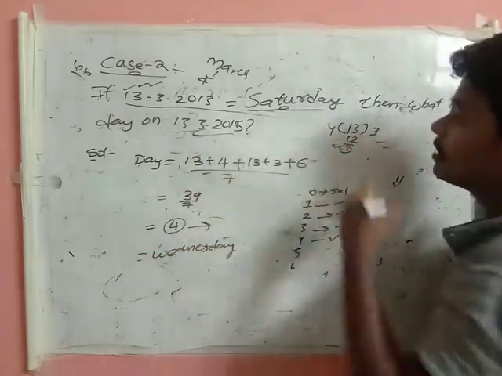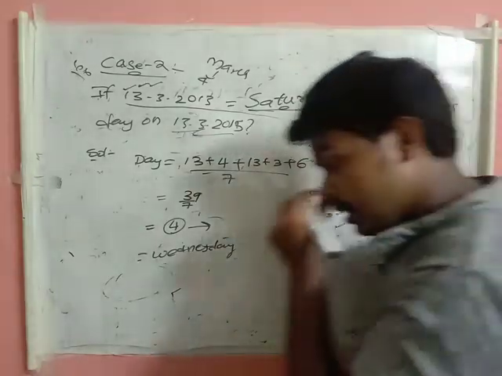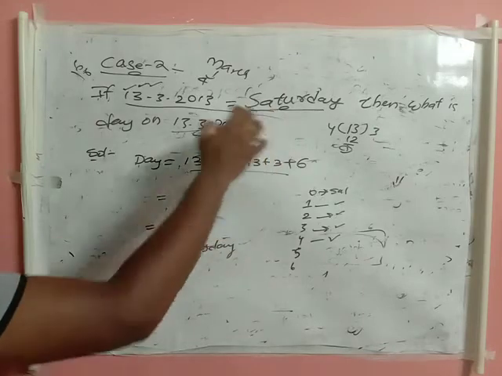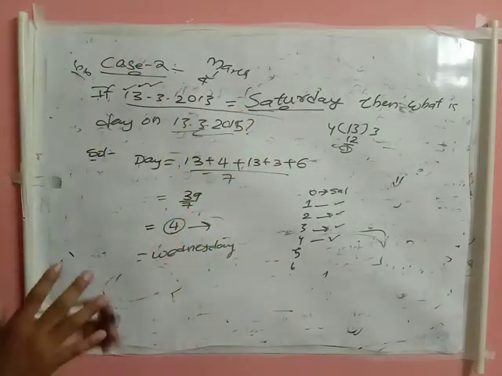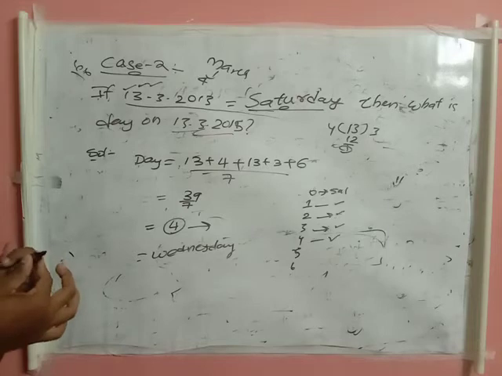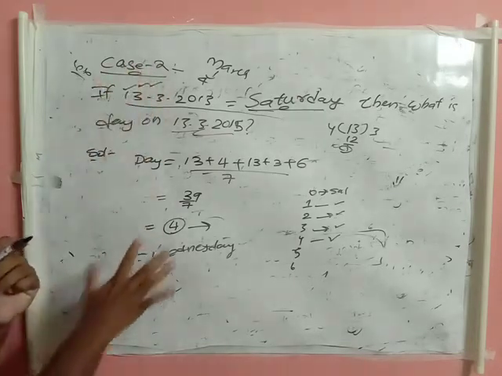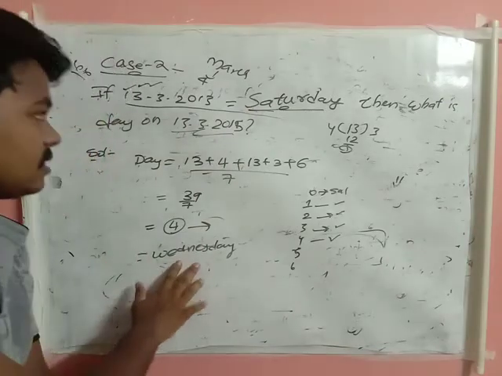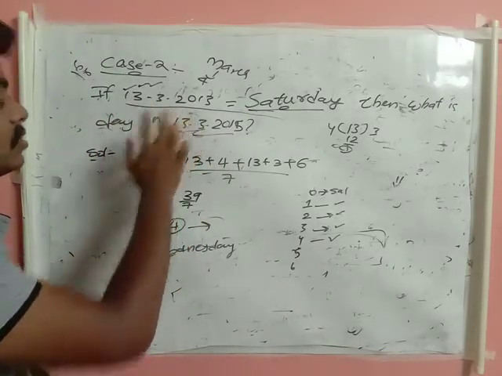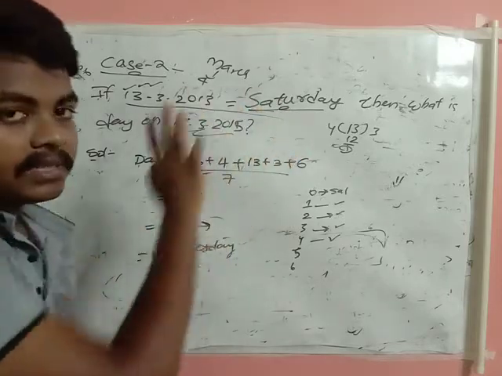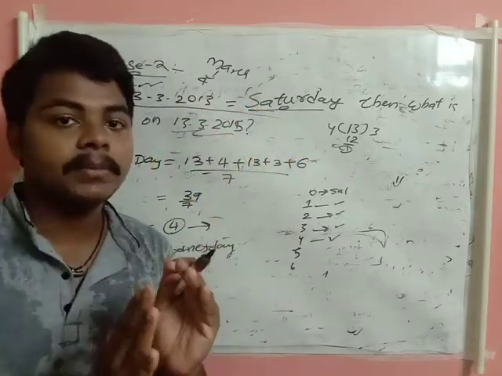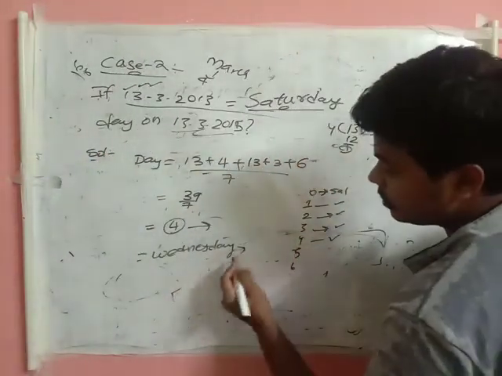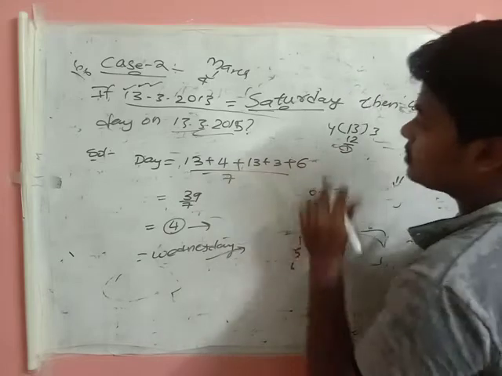But what did they give? They gave Saturday. You will be facing some problem here. We got Wednesday, but why did they give Saturday? These are the questions I told you about, and this comes under case 2. It means if this is this, what is this? That is the only case, no need to worry about this. So the day on 13th March 2013 is Wednesday, but they have given Saturday. We'll be facing some problem here, so how to overcome this problem, I'll be telling you.